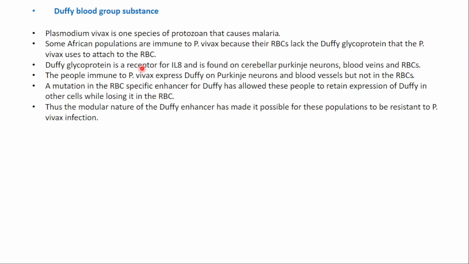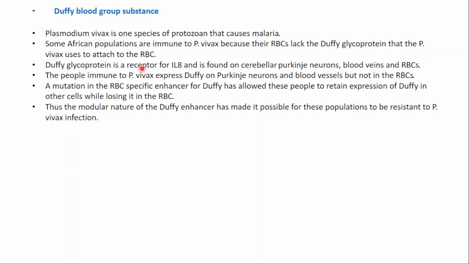People immune to P. vivax express Duffy on Purkinje neurons and blood vessels, but not in the RBCs. So mind you that only on RBCs is there a change in Duffy expression, but not in other tissues such as Purkinje neurons and blood vessels. A mutation in the RBC specific enhancer for Duffy has allowed these people to retain expression of Duffy in the other cells while losing it in the RBC.